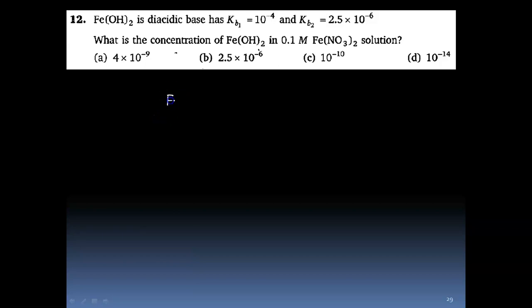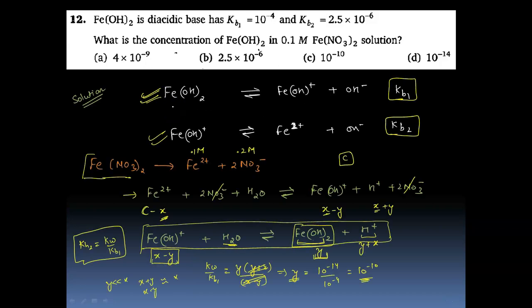So first of all, Fe(NO3)2 is a soluble salt. It is going to completely ionize and give us Fe2+ and 2 NO3-, and the concentration of this would be this, right? Now this reaction is happening because of hydrolysis, so we will have to understand at what stage hydrolysis is going to give us this Fe(OH)2 concentration. So let's see the solution of this question.